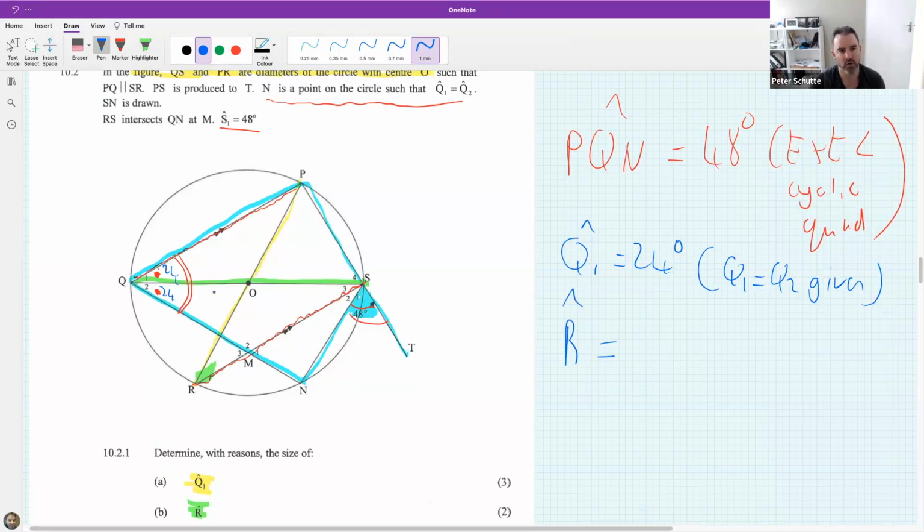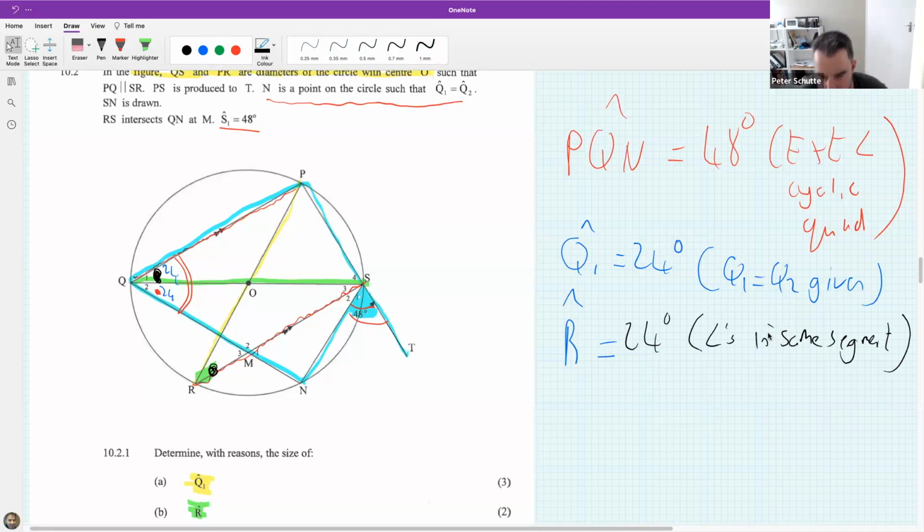So R, you're right. So it looks like there's a butterfly, and I don't want to make this too busy, but I think Q1 over here, that over there, and that over there are the same butterfly. And so we can say 24 degrees, angles in the same segment. Okay, I'm going to stop at that point.